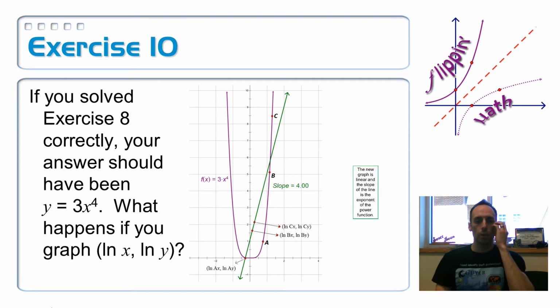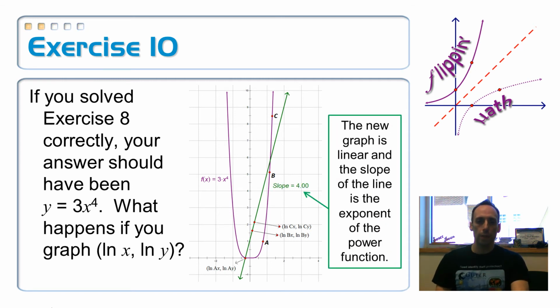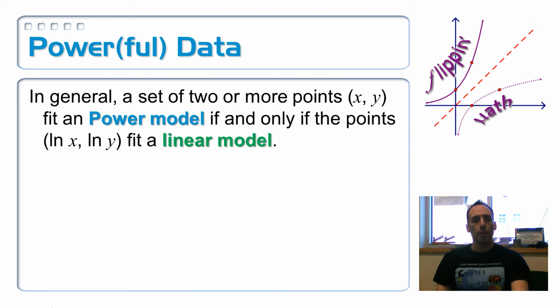More than that, though, if I were to take the slope of that thing, the slope of that is 4. Look at the original equation. 4 is the exponent. That's cool, all right? 4 is the exponent. That's also the slope of that linear equation. So let me explain what's going on here.